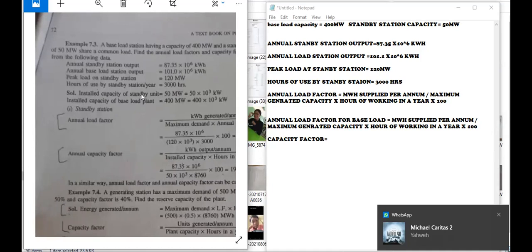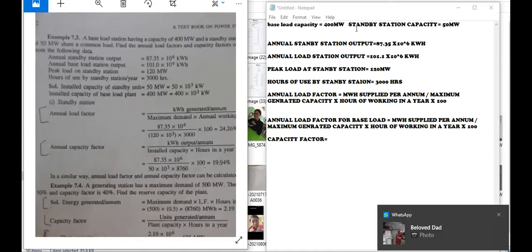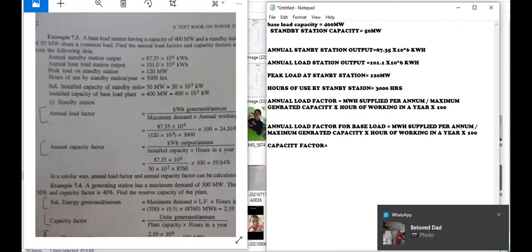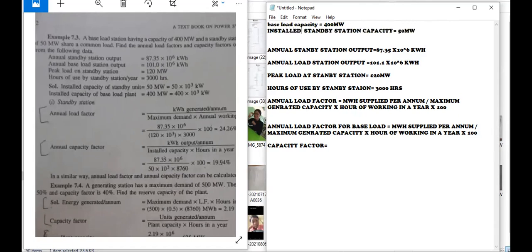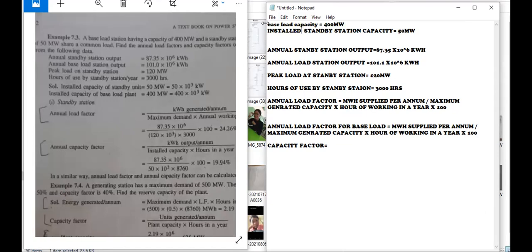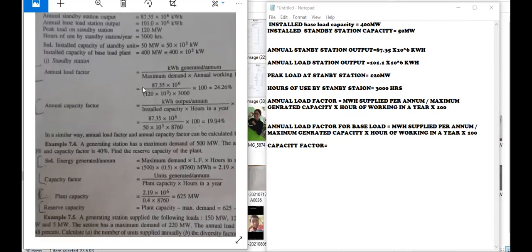So the installed capacity is this value they gave us here. So let me call this installed standby station capacity, and here call it installed base load capacity. Okay, so to find for the standby station, as I said there, this is the formula. Since we are dealing with kilo, we do kilowatt hour supply per annum divided by the maximum generated capacity times the number of hours of working.